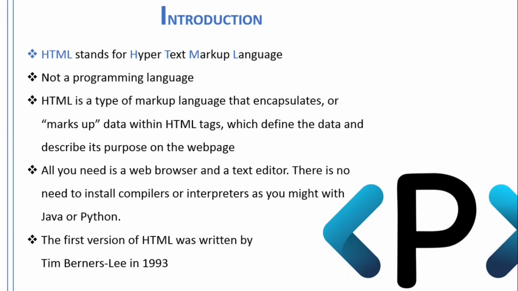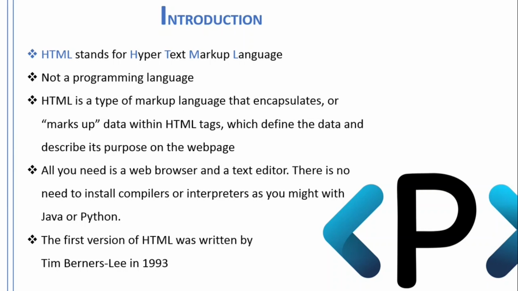While working with HTML, all you need is a web browser and a text editor. You use the text editor for writing your code, and the web browser is used for seeing the output of the code. So there is no need of installing any compilers or interpreters like you do in other programming languages.